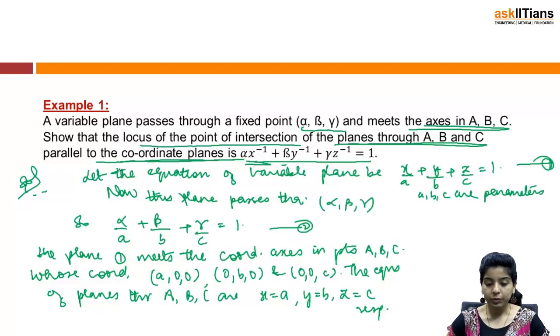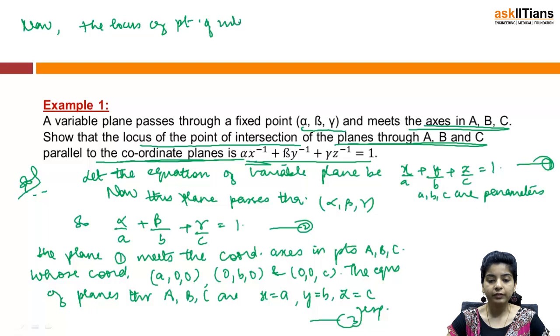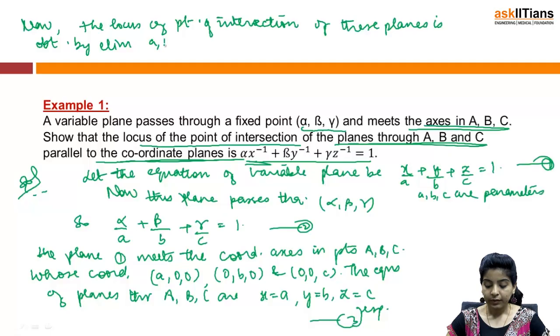x equal to A, y equal to B, z equal to C. This is my third equation. Now the locus, that is what is required, the locus of point of intersection. It is asking the locus of point of intersection. So the locus of point of intersection of these planes is obtained by eliminating A, B, C between 2 and 3.